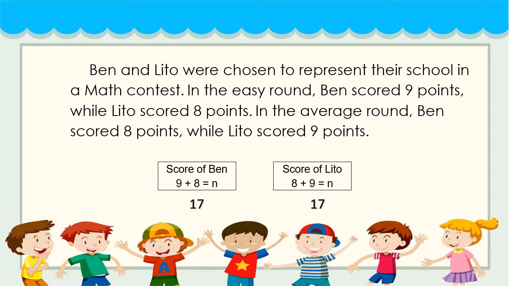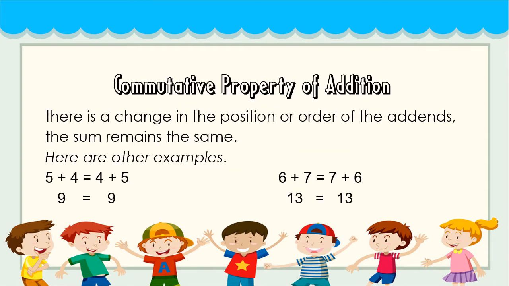Very good. Even if we change the place of our addends or digits, the answer is still the same. We call this property the commutative property of addition. Even if there's a change in the position or order of the addends, the sum remains the same.